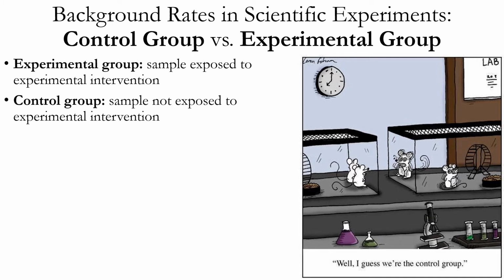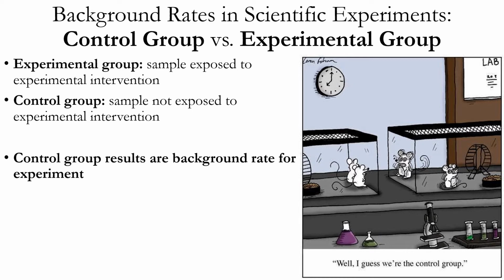So in scientific experiments, they typically have a control group and an experimental group. The experimental group is a sample exposed to the experimental intervention. In the college example, it would be going to college. The control group is the sample not exposed to the experimental intervention. This would be a sample of people who did not go to college during the same years. The control group results are the background rate for the experiment.